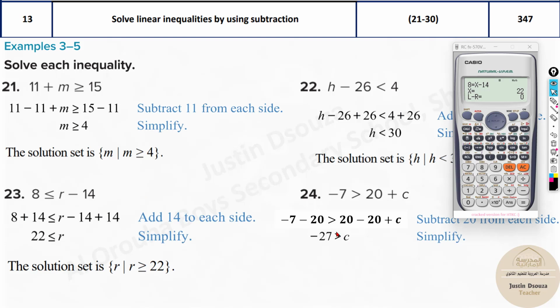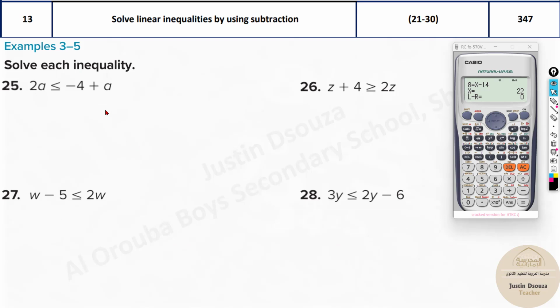Here it'll be C less than negative 27. Same way you can try it over here. Now what if there are two variables? There is a very important rule which you must remember in this case.